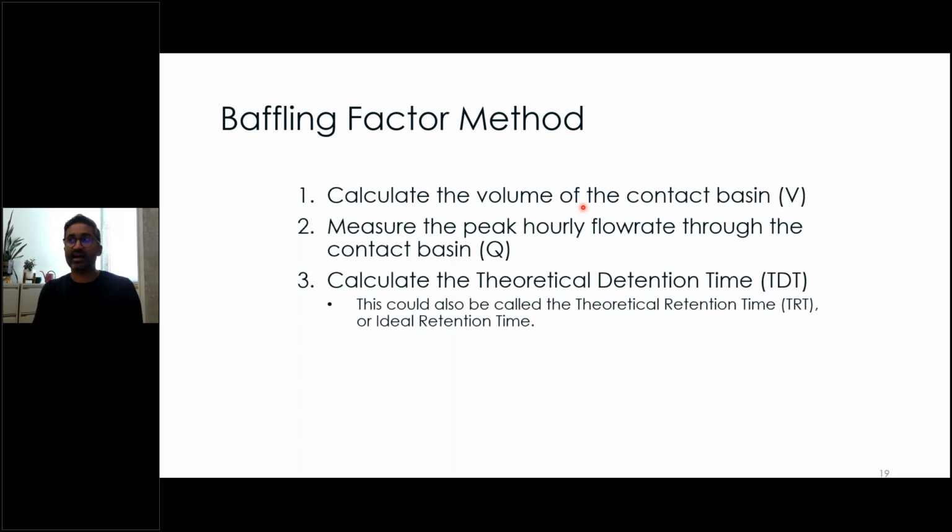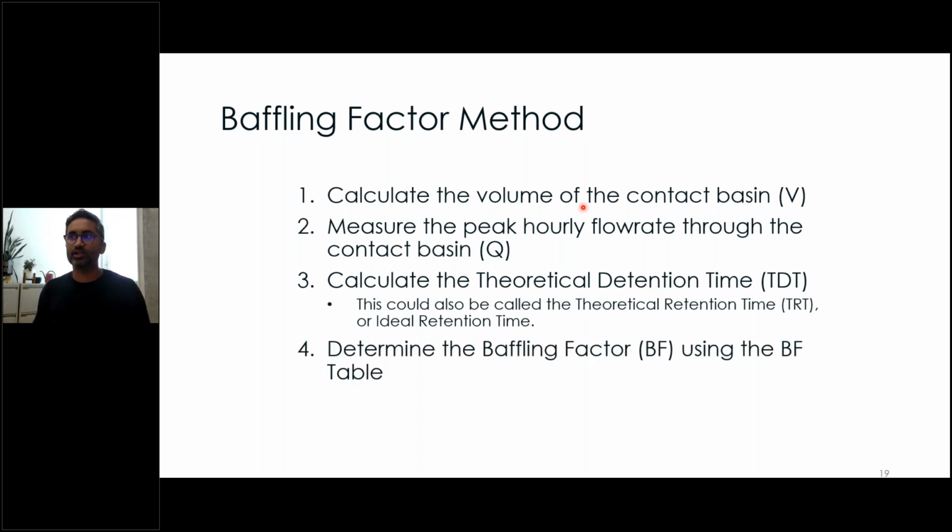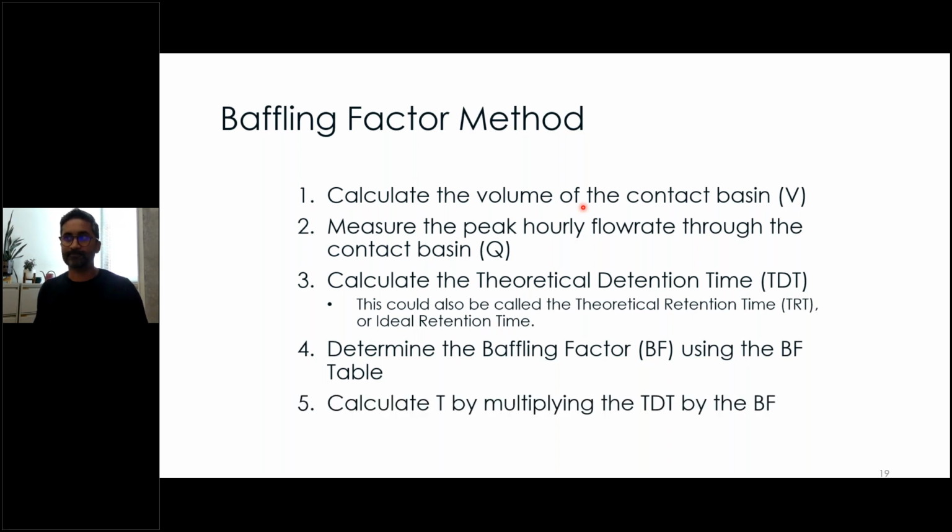You're going to use those two to calculate the theoretical detention time. This is the amount of time, in theory, that an average amount of water should spend in your tank. Then you're going to look up what's called a baffling factor using a table. These tables are in your drinking water guidelines, and we'll look at one in a second. And then use that to calculate T by multiplying this theoretical detention time by the baffling factor that you look up. Okay, so we'll go through an example that walks through each of these 5 steps.